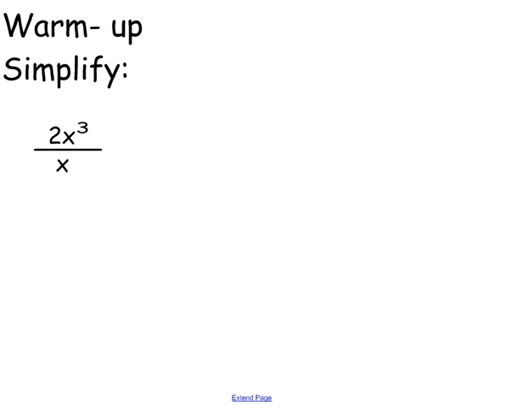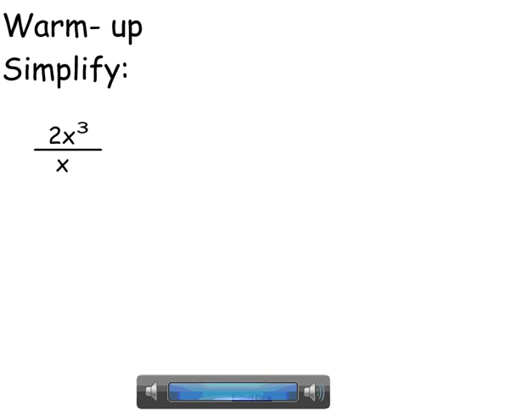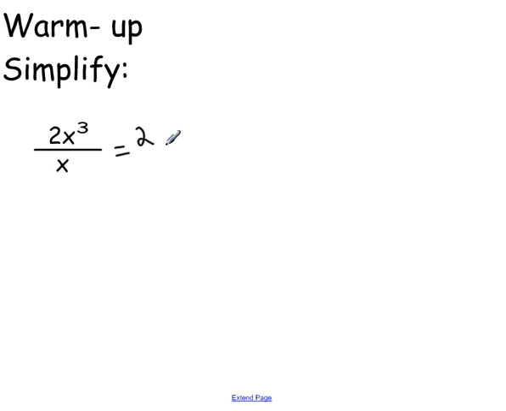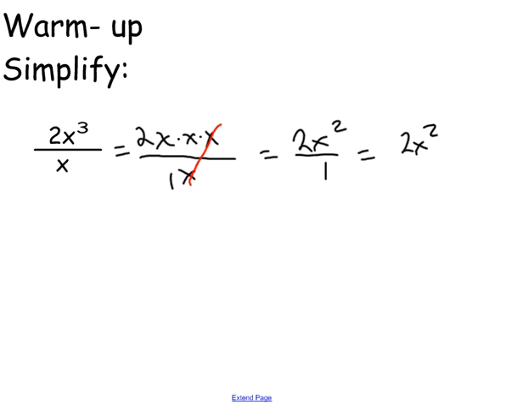Here is a warm-up. It says to simplify. So let's go ahead and simplify. All right, now 2x to the third can be written as 2 times x times x times x. And x is just x. So these x's will cancel out, and you'll be left with 2x squared over 1, or just 2x squared. That's our final answer.